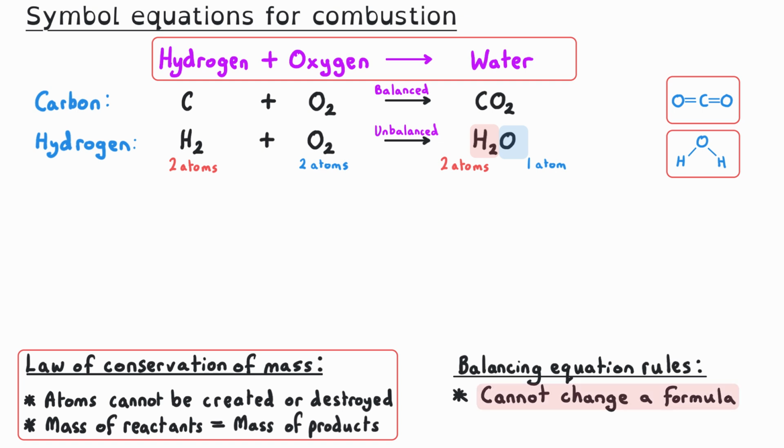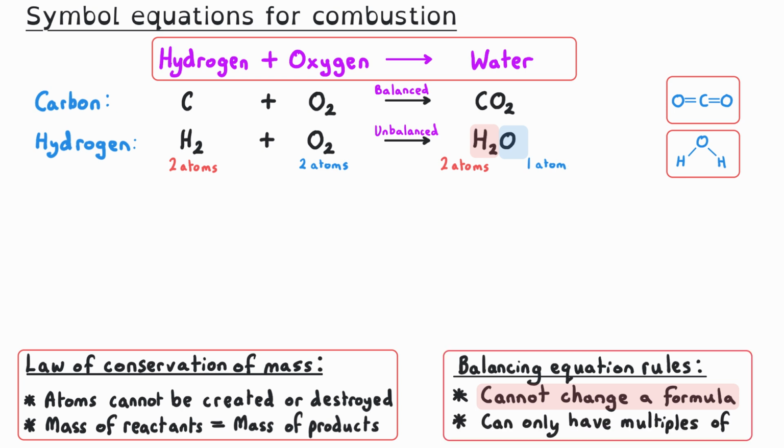This equation would be easily balanced if I put a little 2 after the oxygen here and we make H2O2. But that changes the nature of water. Water is H2O. H2O2 is something completely different. And so to solve this, we can only have multiples of the reactant or product molecules.